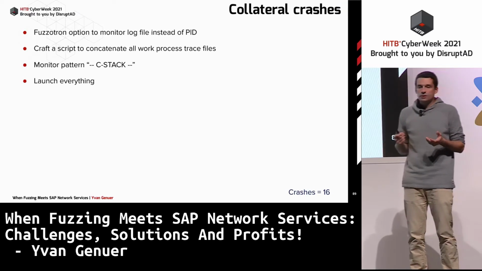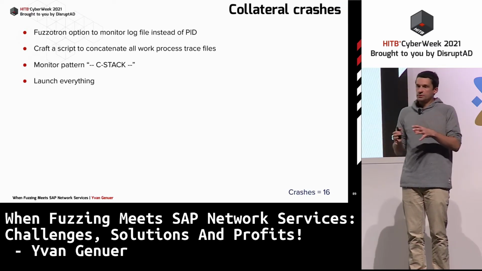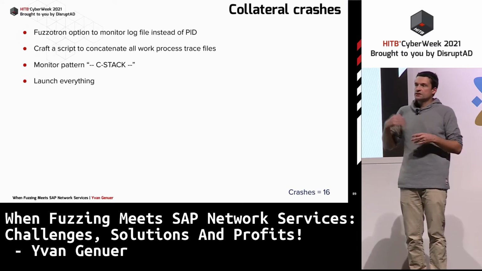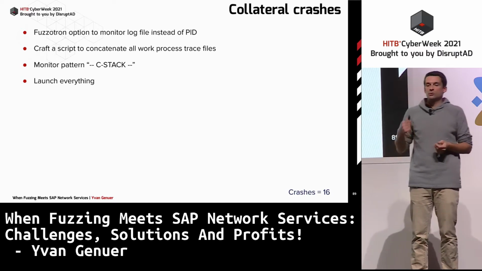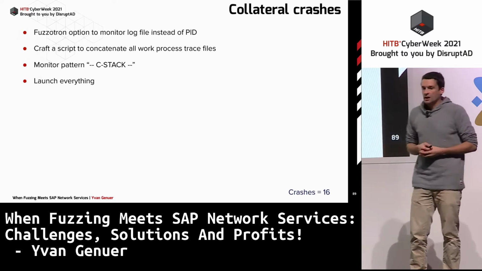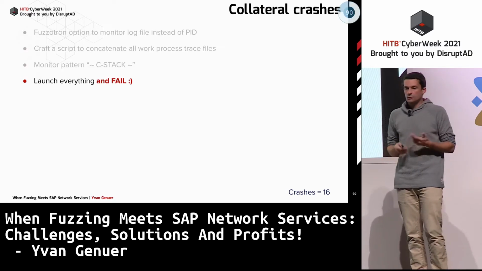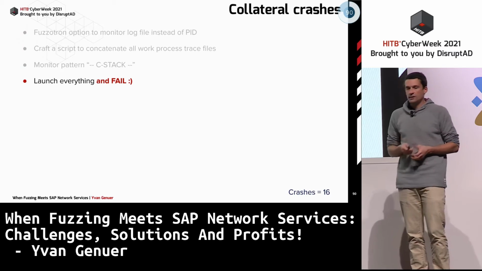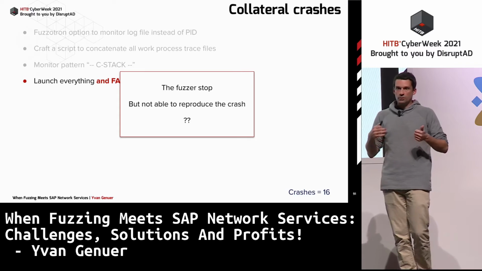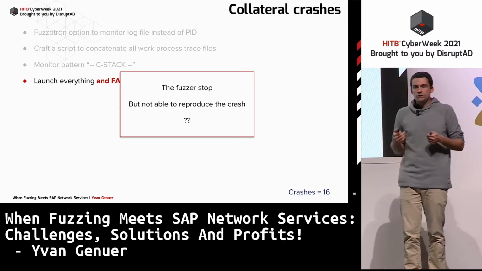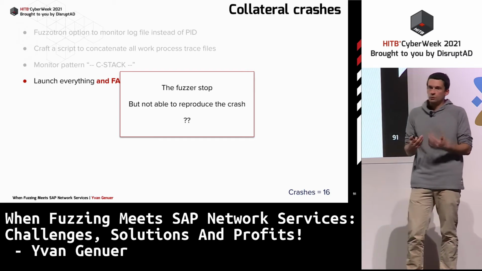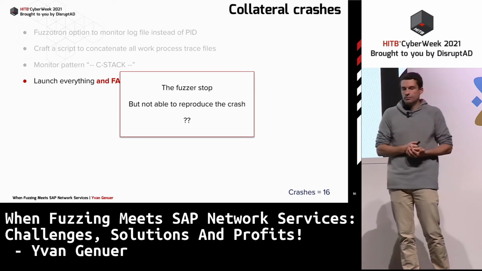So what we did was craft a script to concatenate all the trace files. Then instead of looking for the PID of the dispatcher, we look for the pattern C-stack. This is a pattern we look for in the trace file. And we launched everything again, and we completely failed. Why did we fail? The fuzzer stops, good, something crashes, but we were never able to reproduce the crash with what the fuzzer backed up.